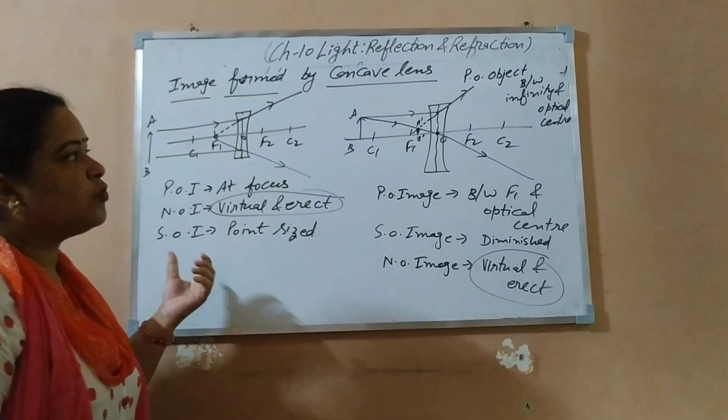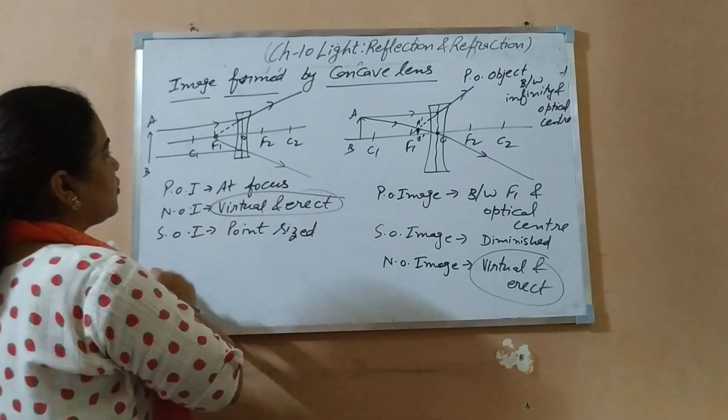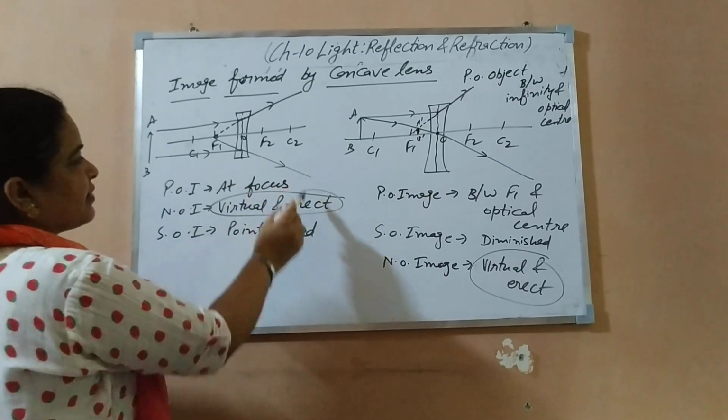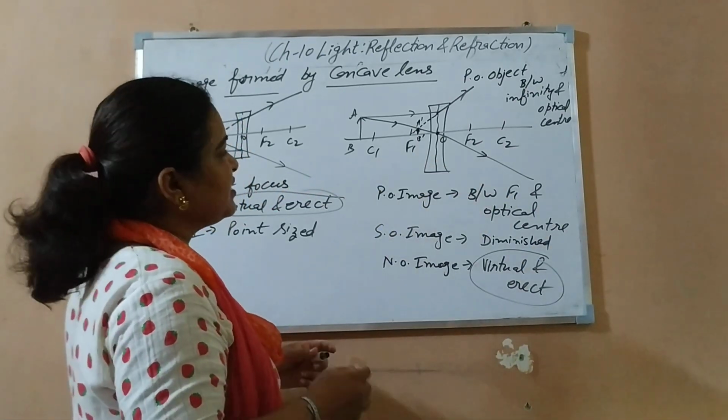So you have to practice all the ray diagrams. And in all the ray diagrams, these arrows are a must, to show where the incident ray is and where the refracted ray is going. Do practice all the ray diagrams.